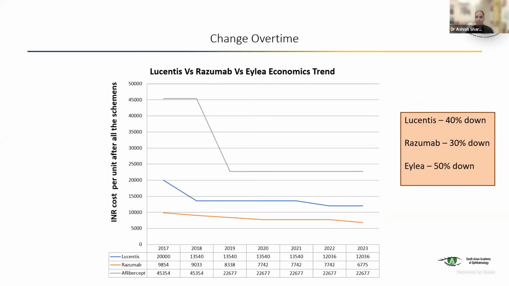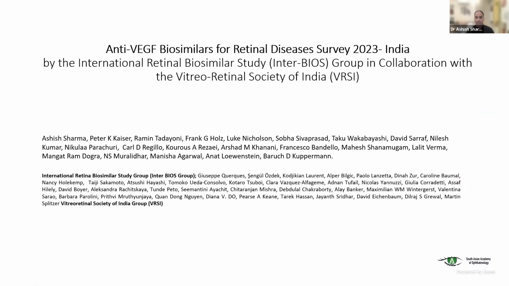Why is that? Probably this is again a testament that we needed better economics for our patients to continue them on therapy for the long term. And especially this has happened over the last 2-3 years. If you look at the price differentiation, I cannot say for sure, but probably the entry of biosimilars made that difference. Now, another data set, again, it's very difficult to get the right economics data, as I said already. This is the survey that we recently completed, and thanks to Dr. Manisha for her support on behalf of VRSI.